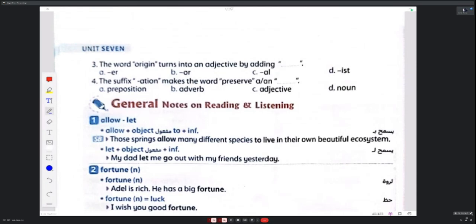Original. The suffix "ation" makes the word preserve a noun. Any "ion" gives me a noun.